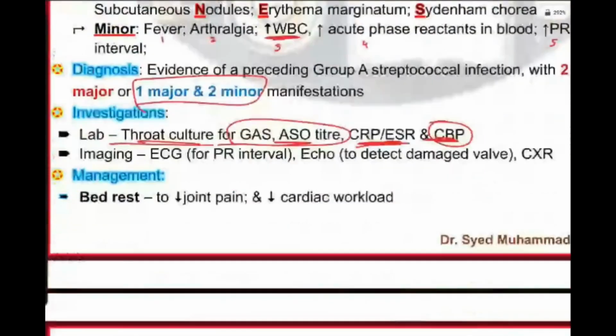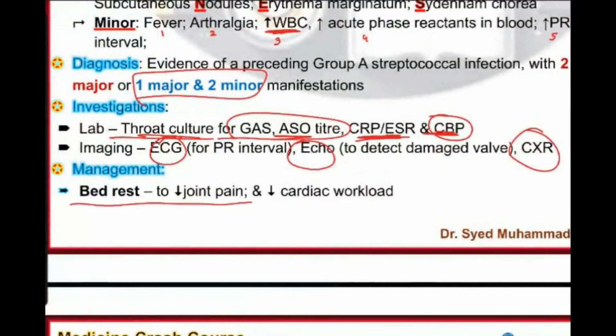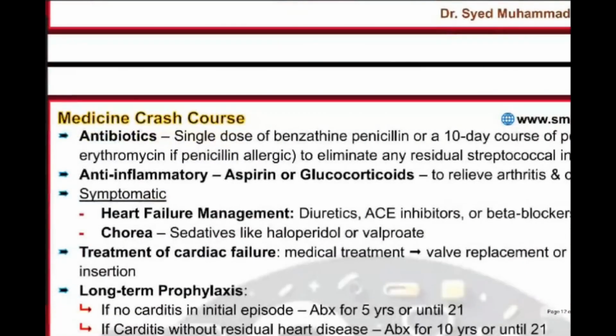You do imaging, ECG, echo, and chest X-ray again. Same thing. How do you manage this condition? Bed rest. Okay, that can be done. Bed rest. Don't tell the patient, that is the child, not to go to school. He'll be very happy. You have to give antibiotics plus anti-inflammatory here.